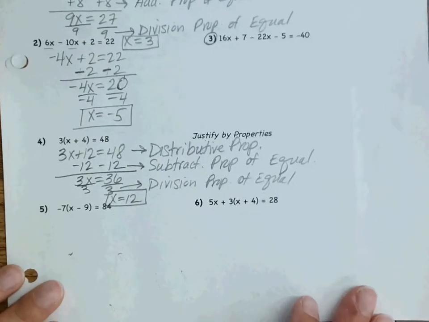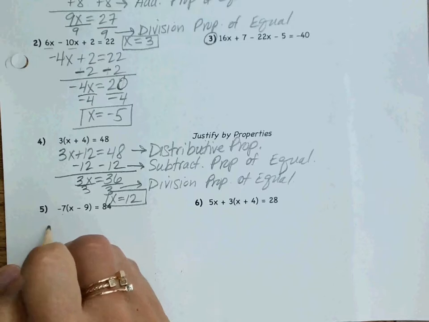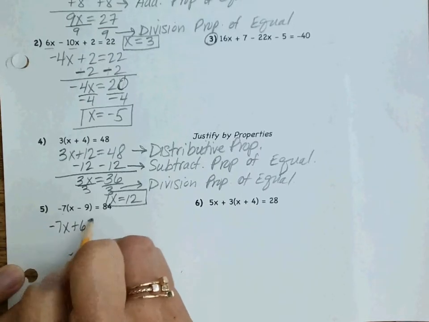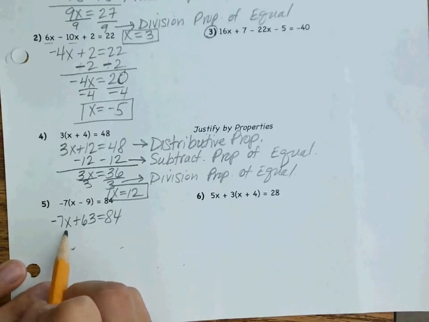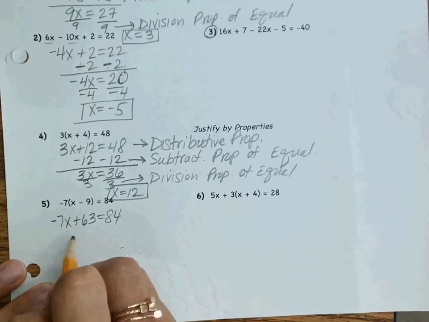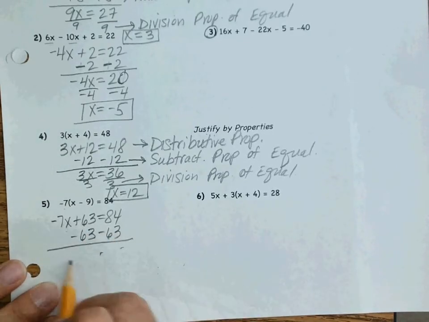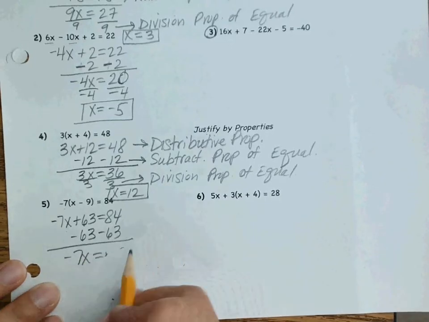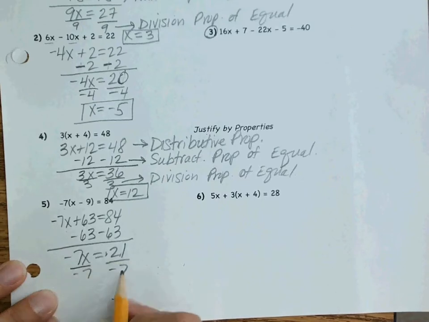Now let's go ahead and try 5 and 6. So for problem number 5, this again is more distributive first. Again, take that -7, multiply it by all the terms inside parentheses. So we get -7x plus 63 is equal to 84. Now, our goal is to solve for the variable, so we'll go ahead and apply inverse operations. So with inverse operations, we subtract 63 from both sides. We get -7x is equal to a positive 21. My last step here is to divide each side by -7. X is equal to -3.